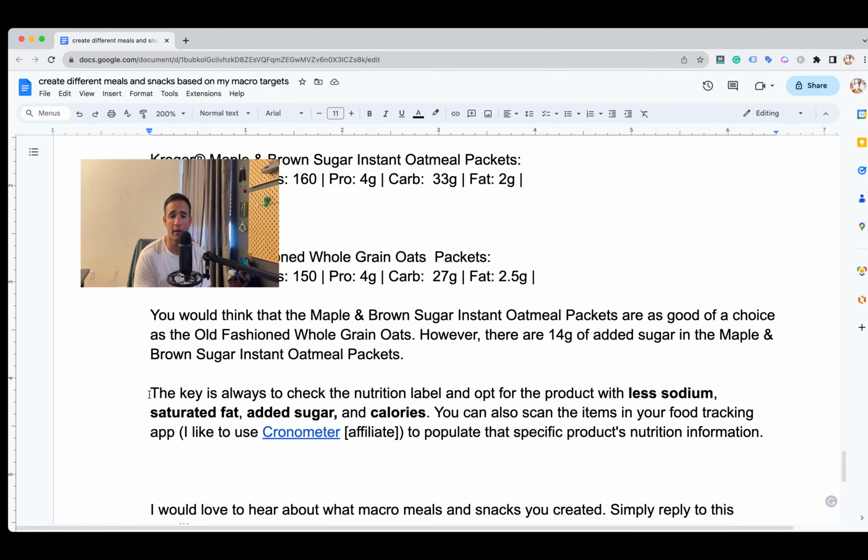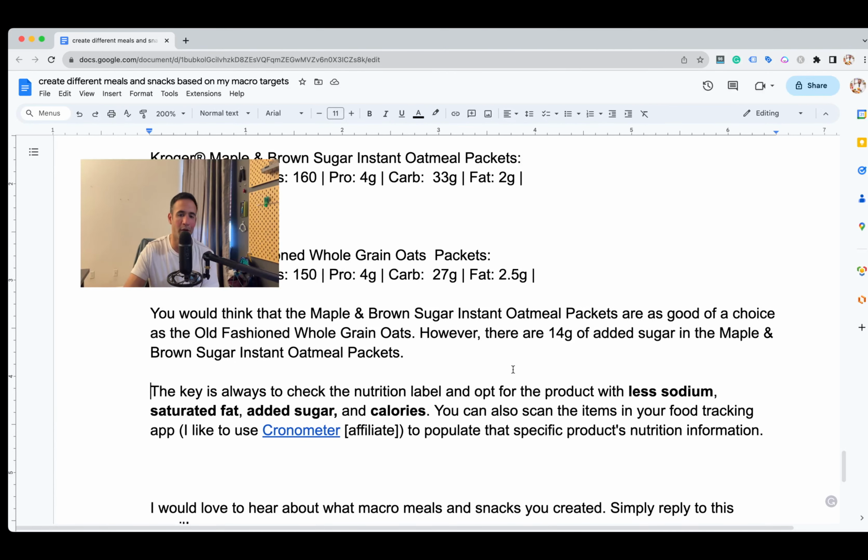You're fine, but nonetheless, you can also scan the food product. I like to use Cronometer to populate the specific product's nutrition information. It makes it really easy, and sometimes they have more detailed information. Sometimes they don't, though.